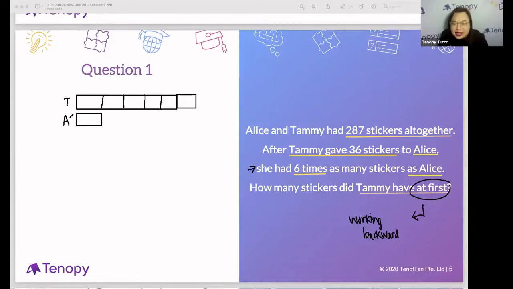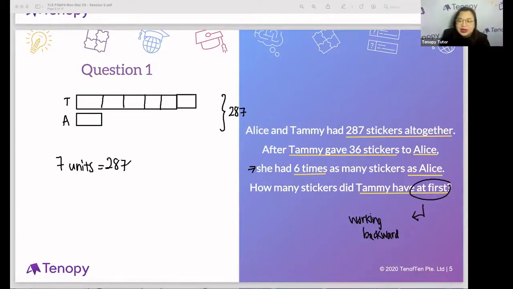They say after Tammy gave 36 stickers to Alice. Should I divide? Someone mentioned about dividing them. Lucas, you mentioned about dividing what? Oh, very good. Wayne said we can think about the total, right? 287. Now remember, there is no change in their total. This is just transferring within themselves.